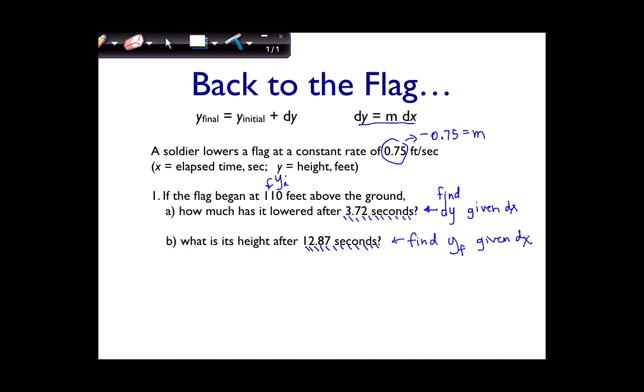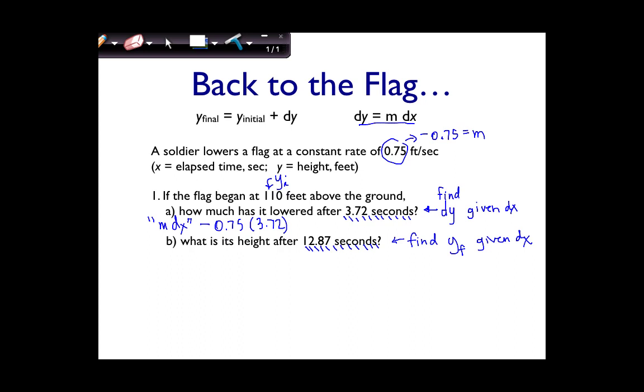In the first case, what's the computation that I need to do in order to find how much the flag has lowered after 3.72 seconds have elapsed? Just m dx, right? So it's negative 0.75 times 3.72. So this is our m dx. Find dy given dx. So it comes out negative, meaning the flag's height is lowered by however many this comes out to be, 2 point something feet.